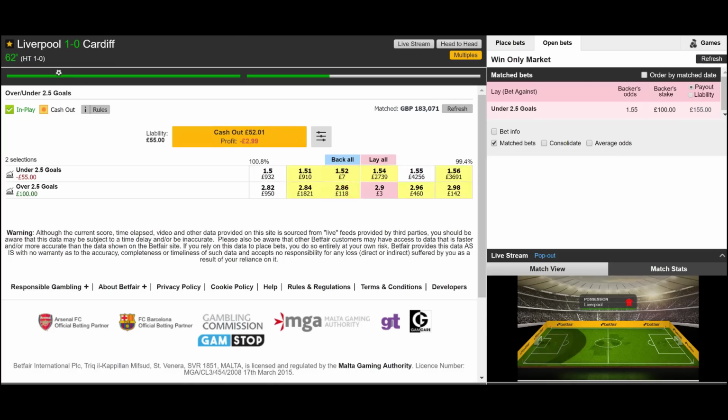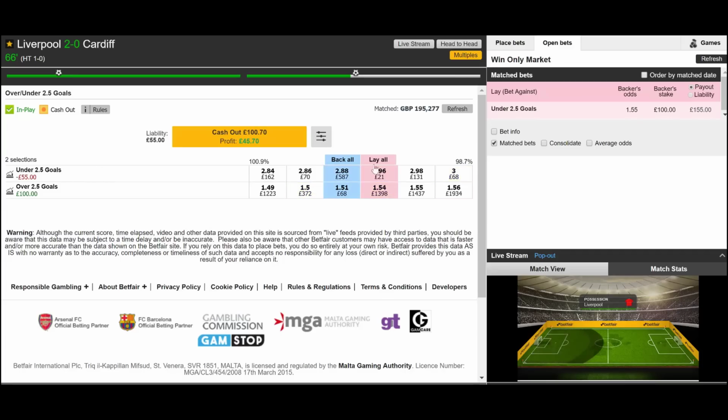It's Liverpool 1, Cardiff 0, 61 minutes on the clock. And there we have the goal pretty soon after we got in the market. Really, really good goal actually as well from Liverpool. So it's now 2-0, and we're going to now employ our trailing stop loss. So we had our original stop loss point, which is now scrapped.